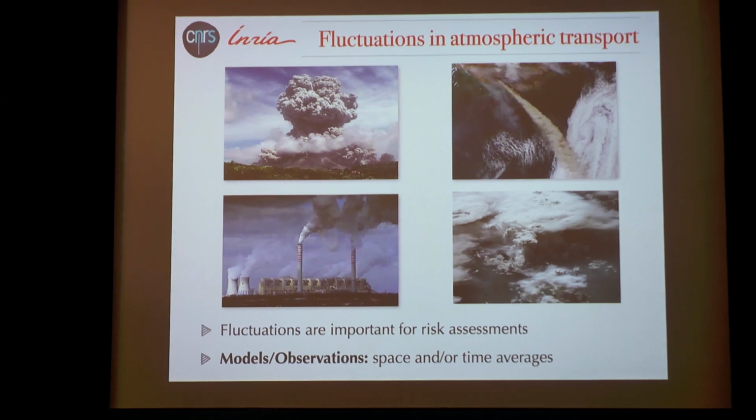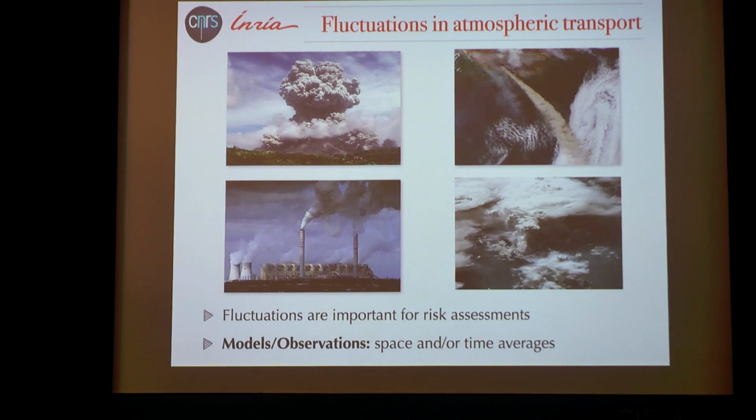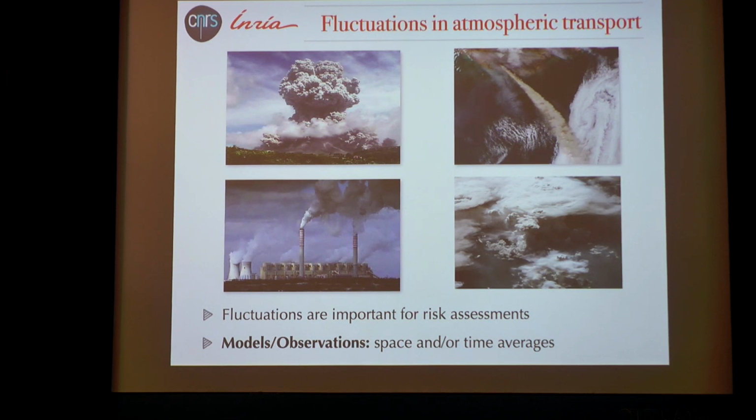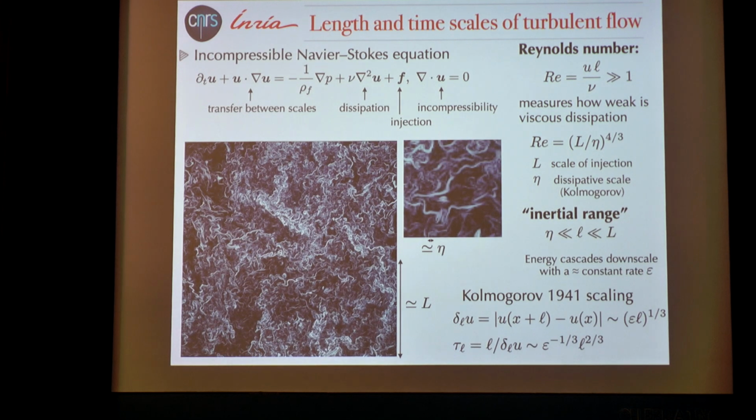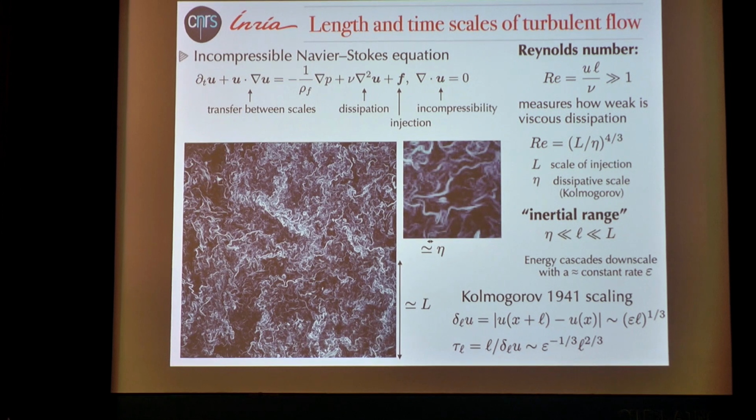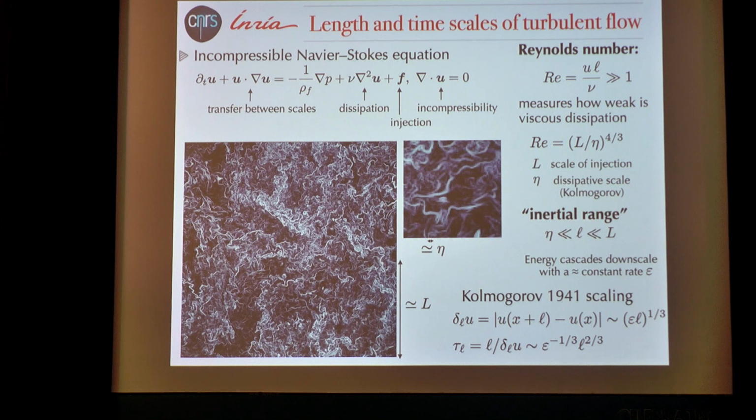Usually when one is dealing with large scale observations or models, they are unable to really tackle what is happening for the fluctuations at very small scales. All of these problems have in common the fact that they are transported by a turbulent flow. The turbulent flow I will be considering is an incompressible solution to the Navier-Stokes equation, in a statistical steady state. This means it is a forced dissipative Navier-Stokes equation, with a random forcing injecting kinetic energy, and dissipation occurring at small scales.